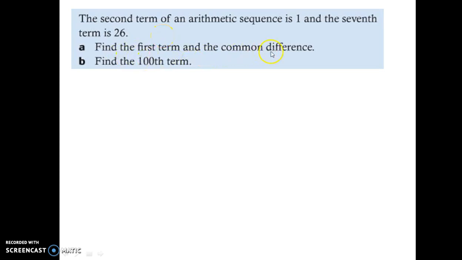Find the first term and the common difference. So first of all, looking at what it gives us, it tells us the second term is 1, the 7th term is 26. It's actually telling us 2 different statements. It's saying the second term and it's giving us also the 7th term. So I'm going to write the equation for the second term.